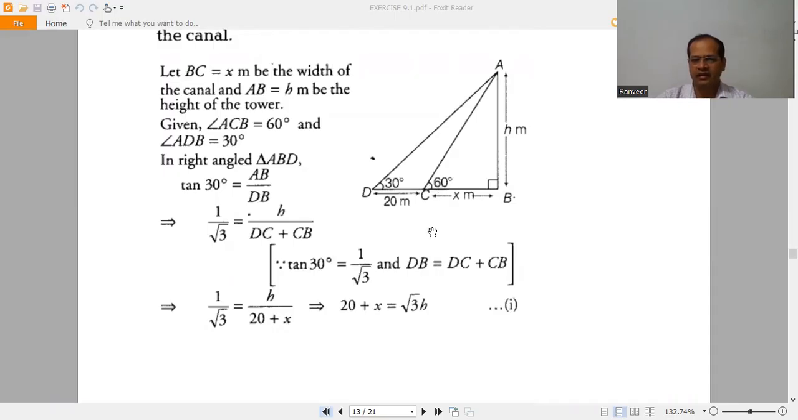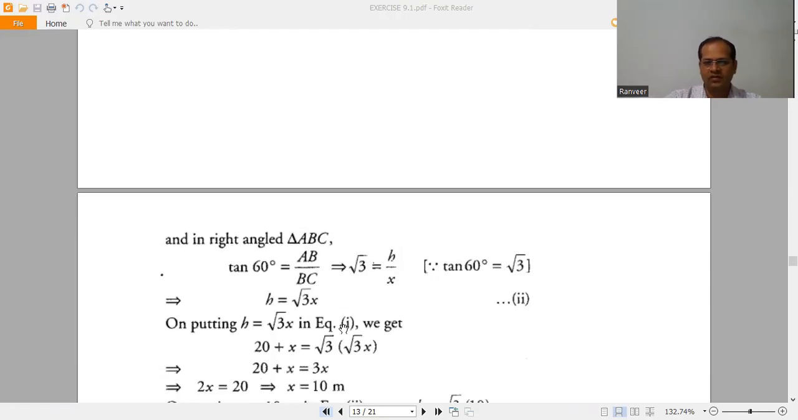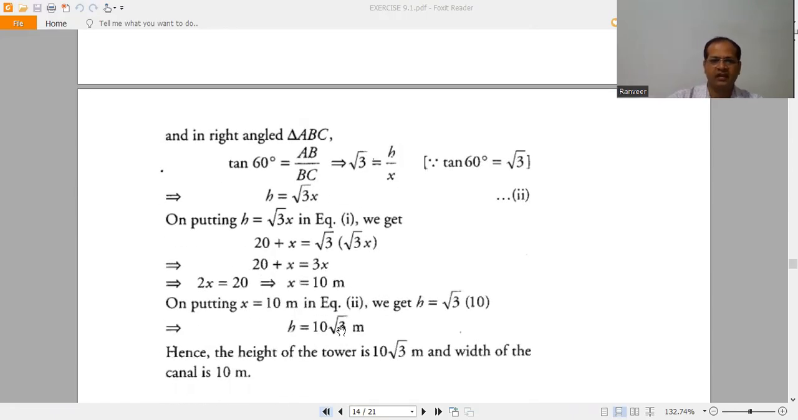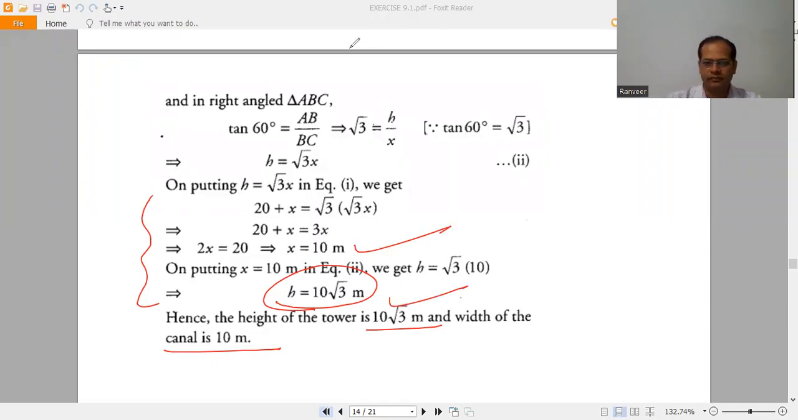Similarly, we can take tan 60 degree, and here root 3 equal to H by X. This value we have to substitute in the first equation, and after solving all, we get H equal to 10 root 3. So height of the tower is 10 root 3 and width of the canal is 10 meter. So these are the two values we got. Next question we are going to see.